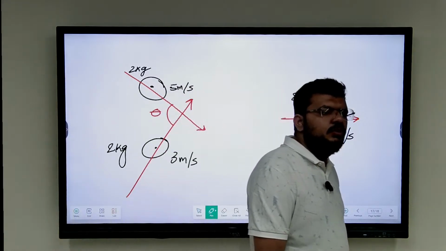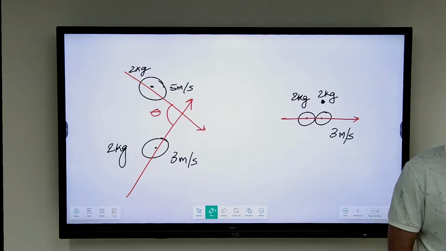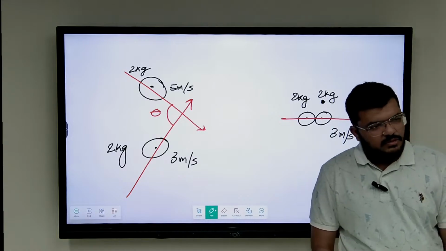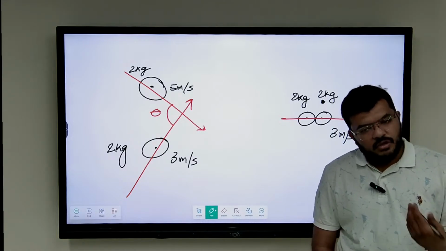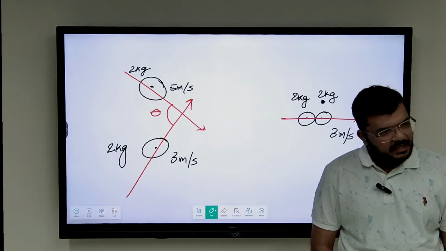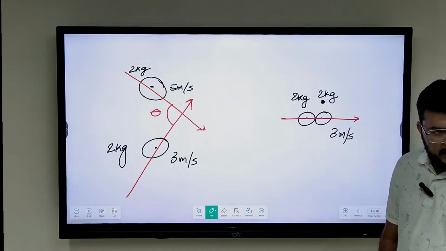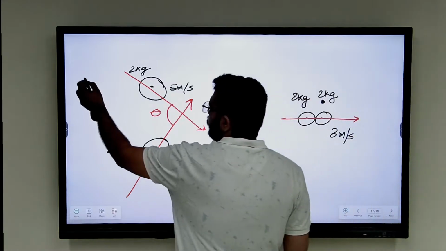Where there is no loss of energy, right? What is an elastic collision? No loss of energy is an elastic collision. One where there is loss of energy is an inelastic collision. Let's quickly find out. Everyone take a calculator and help me.